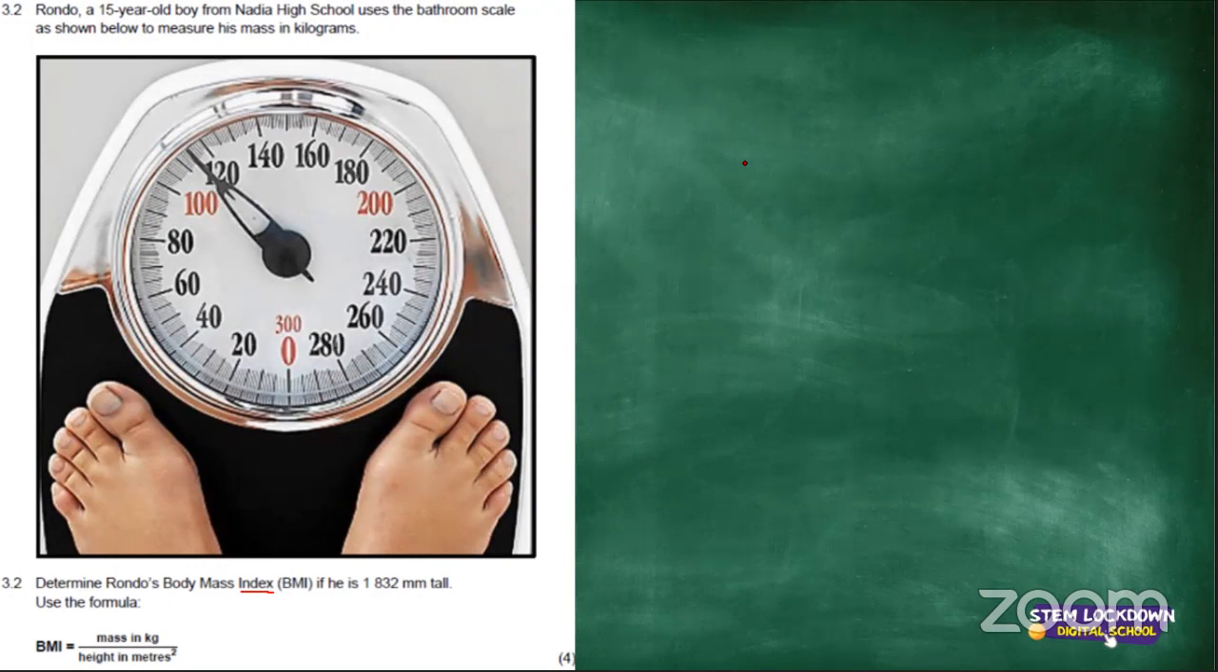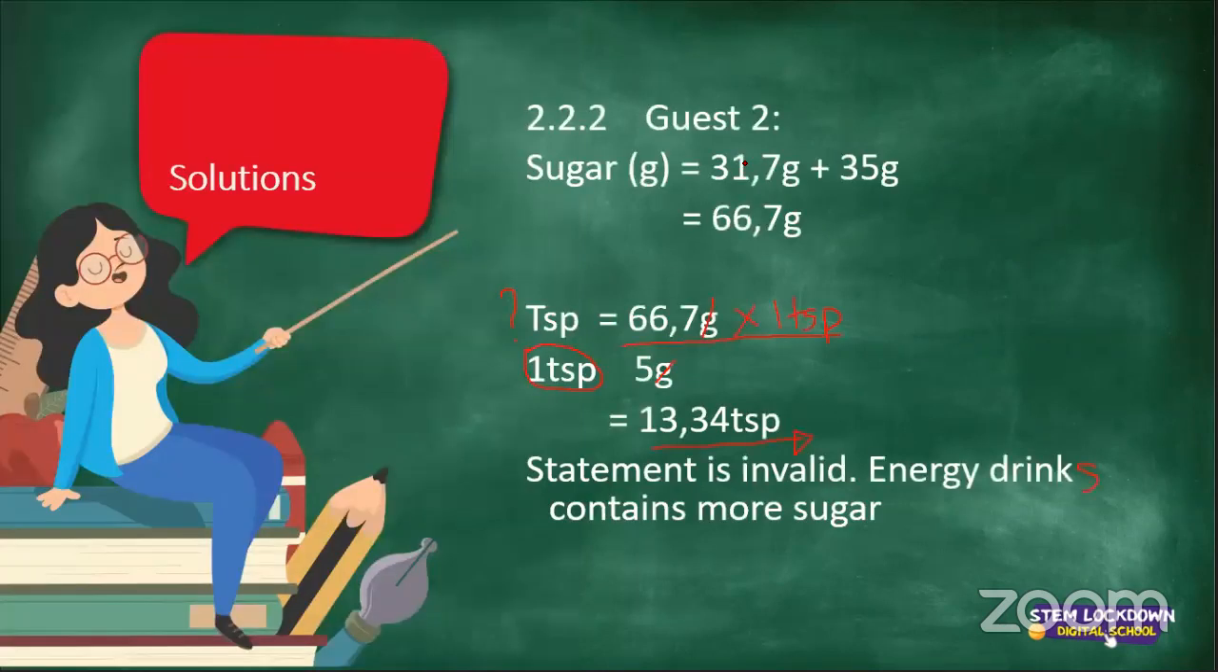Okay, wait. Let me explain. Good question. I'll explain so that everyone understands. That's an excellent question. Let me just use a different color. Guest one, in terms of sugar, 13.6 teaspoons. And guest two, that is 13.34. Okay, now remember this: 0.34 is less than 0.6.